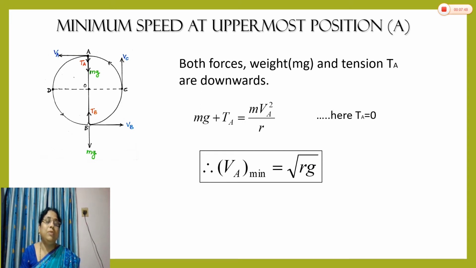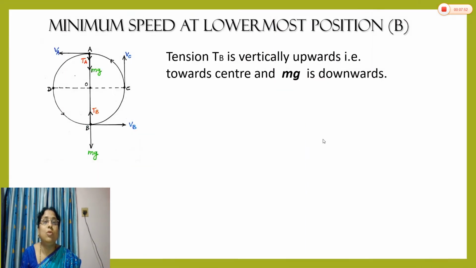Now we calculate the velocity at point B, that is the lowermost point. Minimum speed at lowermost position B. Here again we can say tension TB is vertically upward, and that is towards the center, and weight mg is acting vertically downward. We can write the equation for tension again. TB minus mg is equal to m into VB square by r.